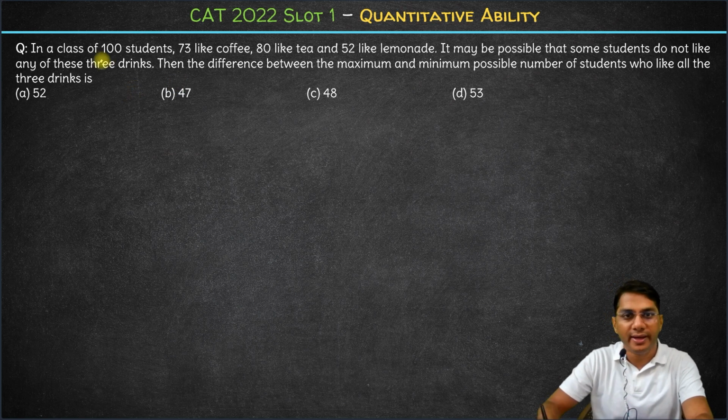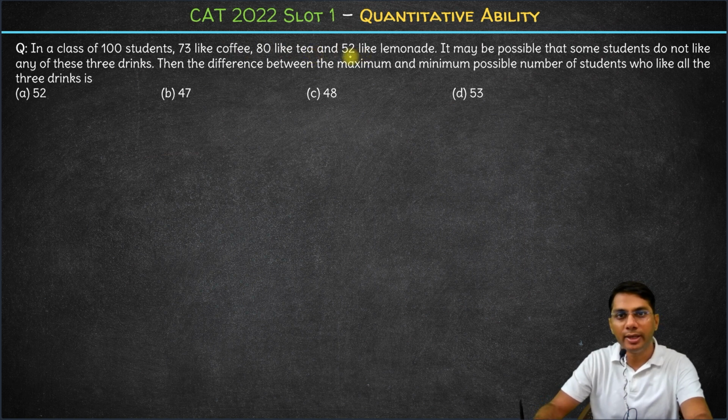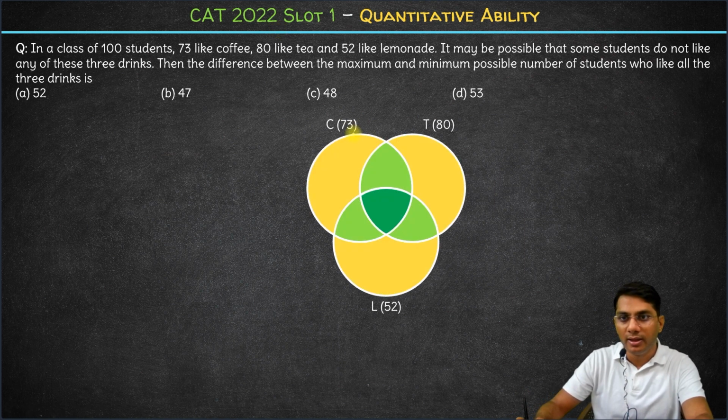Hi, here we have in a class of 100 students, 73 like coffee, 80 like tea and 52 like lemonade. So this is sort of a Venn diagram question. So let's draw the Venn diagram. 73 like coffee, 80 like tea and 52 like lemonade. Then it may be possible that some students do not like any of these three drinks. So there may be some people who do not like any of these three drinks.